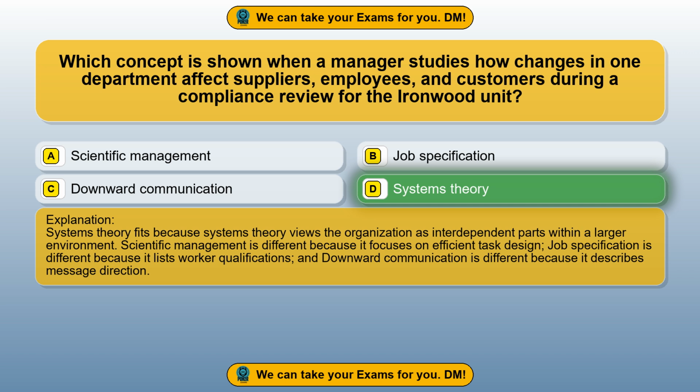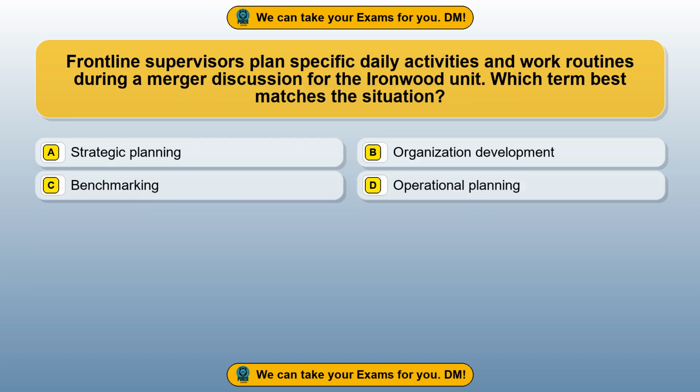Scientific management is different because it focuses on efficient task design. Job specification is different because it lists worker qualifications, and downward communication is different because it describes message direction. Question 45. Frontline supervisors plan specific daily activities and work routines during a merger discussion for the ironwood unit. Which term best matches the situation?